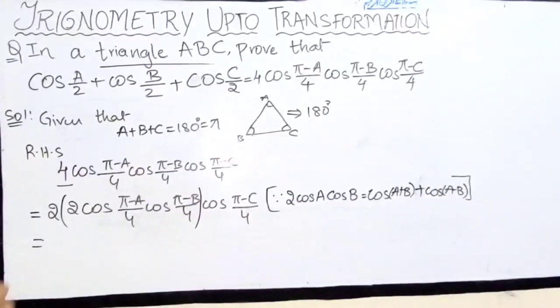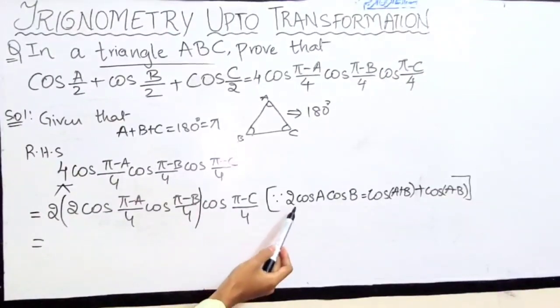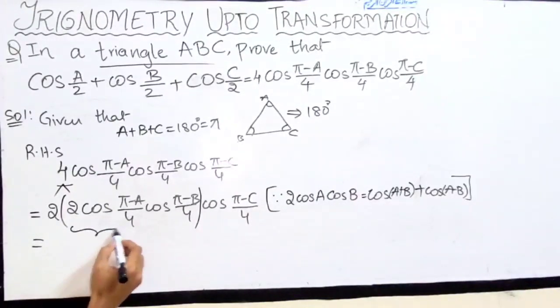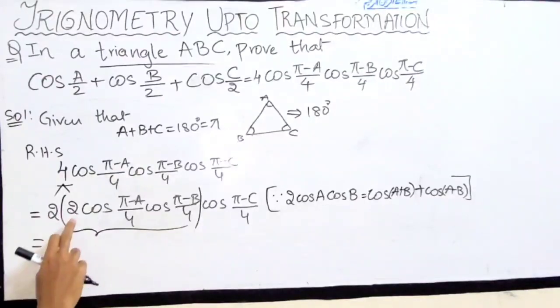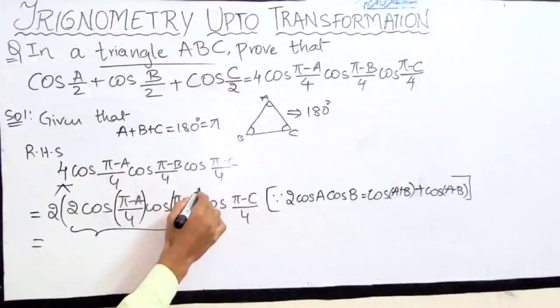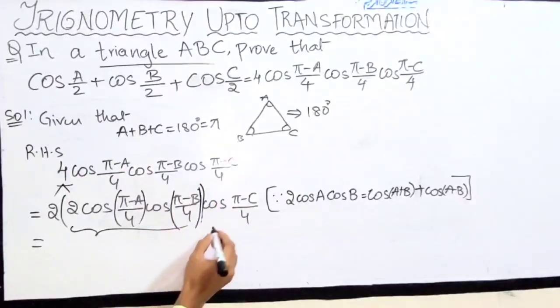The reason why we have split 4 as 2 into 2 is because we know the formula 2 cos A into cos B is equal to cos of (A plus B) plus cos of (A minus B). So this is in the form of 2 cos A cos B, where this whole term is termed as A and this term is termed as B. We write cos of (pi minus C) by 4 separately for now.